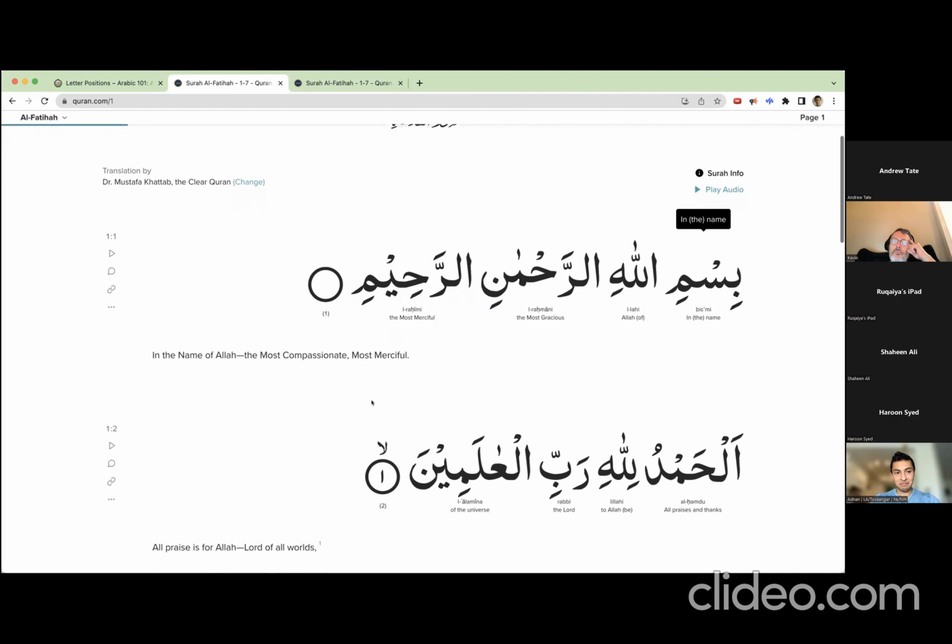Yeah, really quick, sorry to interrupt. I thought that the mudaf ilay didn't take the al in front of it, right? Why is there an al in front of Allah? Because it's the mudaf ilay. Say that again. So if ism Allah, for a genitive construction you start with a noun that's the possessor, and then the noun that comes after it is the thing that is possessed. So ism of God, it's in the name of God.